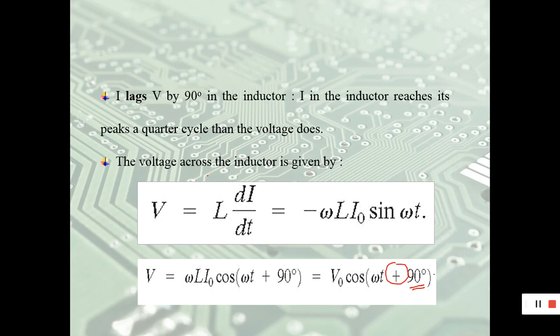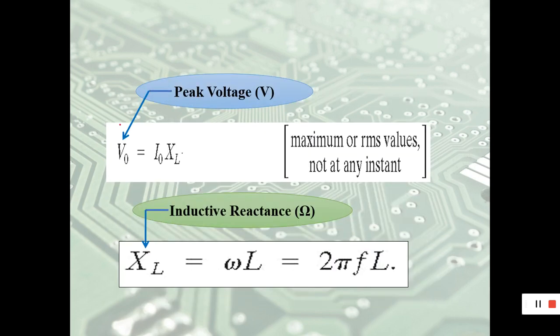If you want to get the voltage for the inductance, we know that for the resistor V equals IR, but for inductance V equals L di over dt. Di is the changes in I over the changes in t. This is the peak voltage. So peak voltage V naught equals I naught XL.